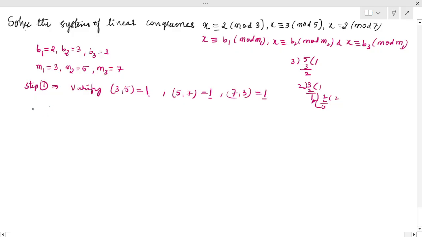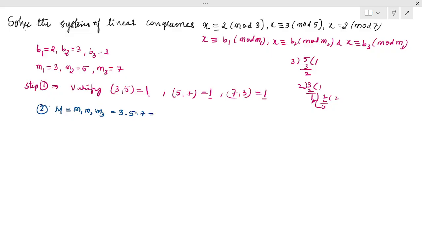Now step number 1 is over. That is, we have verified they are relatively prime numbers. Let us go to step number 2. Step number 2 is to calculate capital M. Capital M is the product of m1 into m2 into m3, so 3 into 5 into 7. 3 fives are 15, 15 sevens are 105.